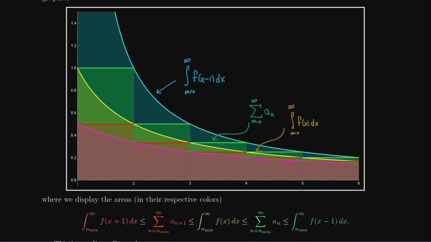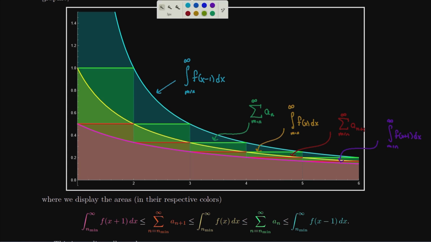And then directly below that, we have a different sequence from the minimum value out to infinity of a sub n plus 1. And then the very bottom term here is kind of me shifting my function one more time to f of x plus 1 dx. You can see basically that each case dominates the last in terms of actual area, if I look at the areas of all of these.